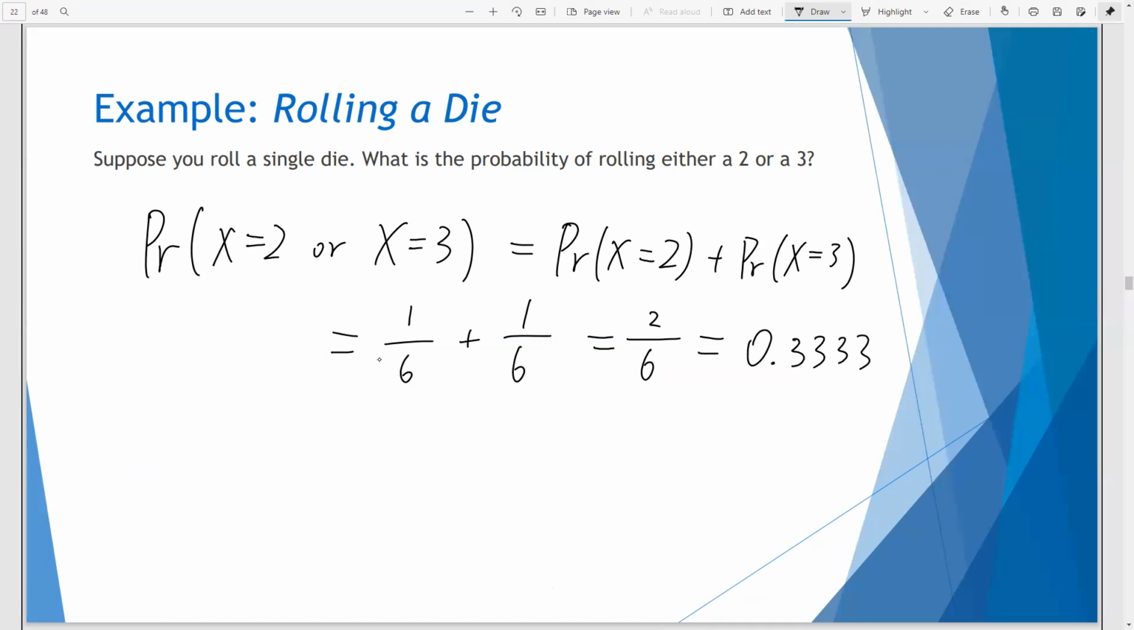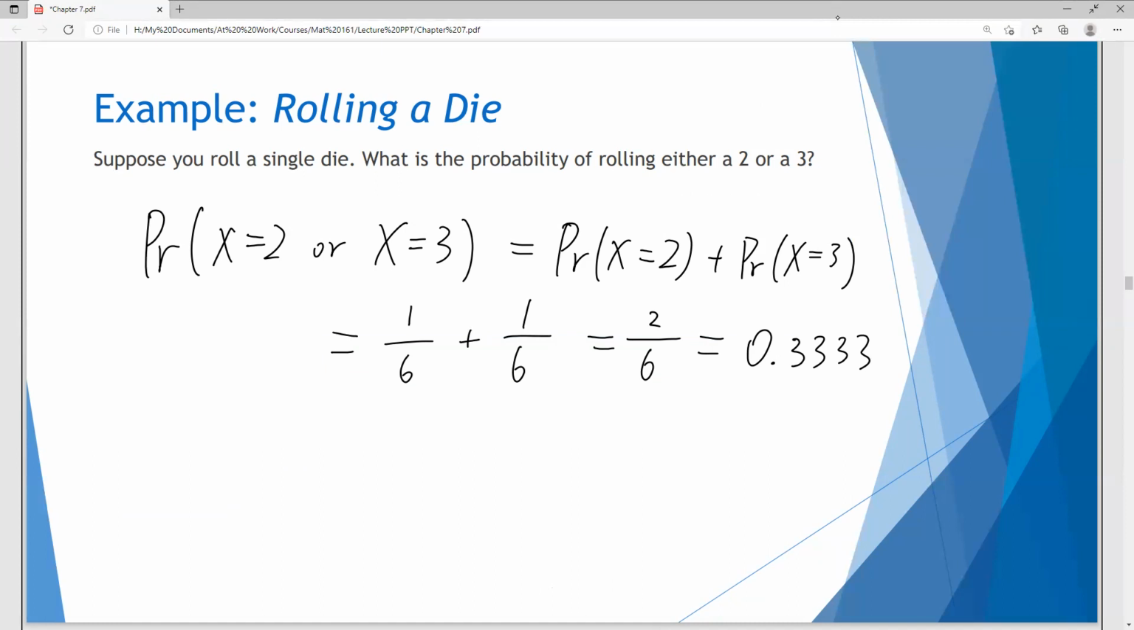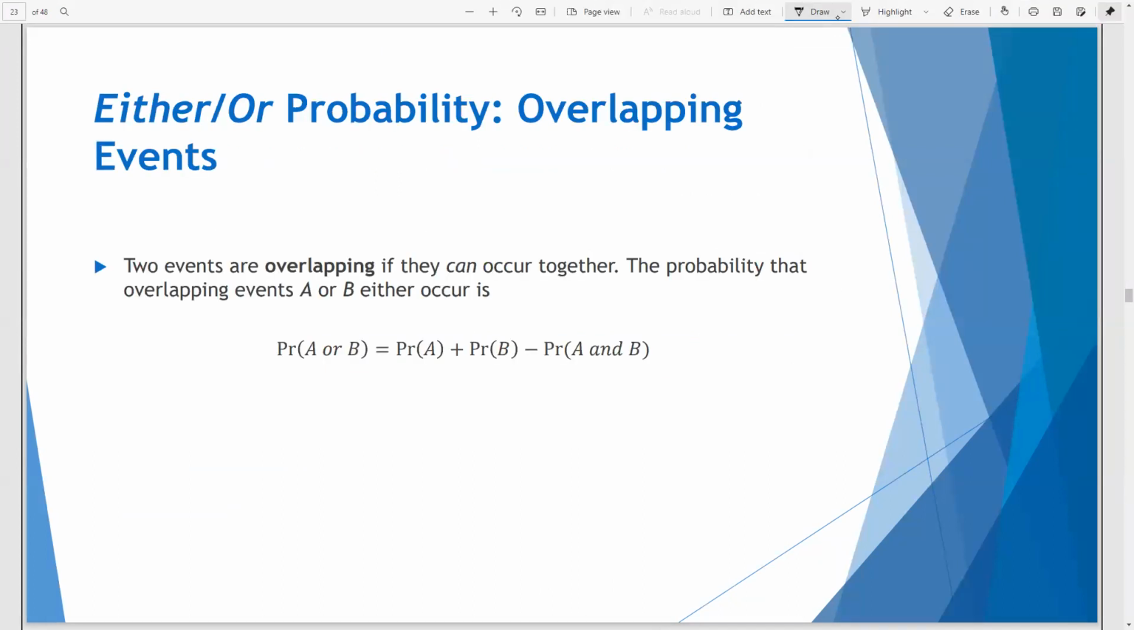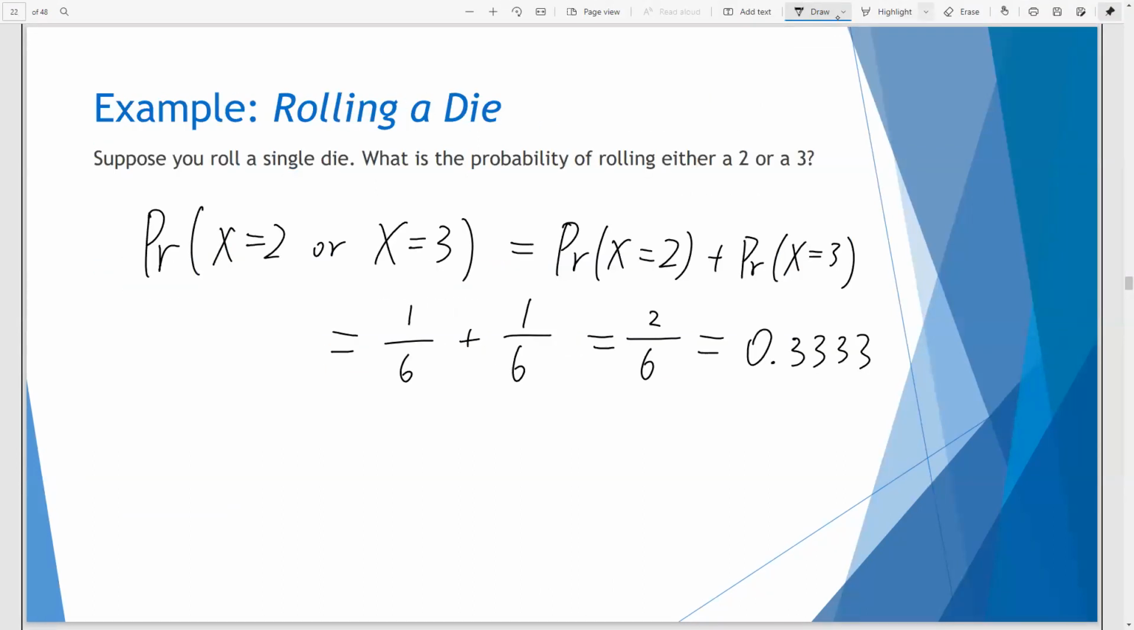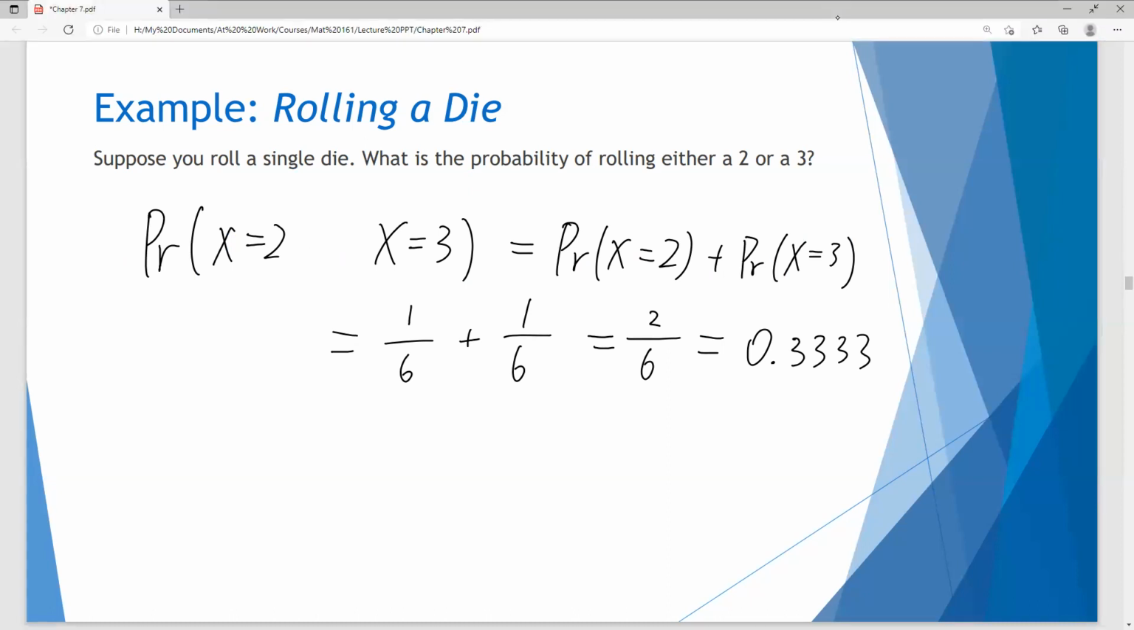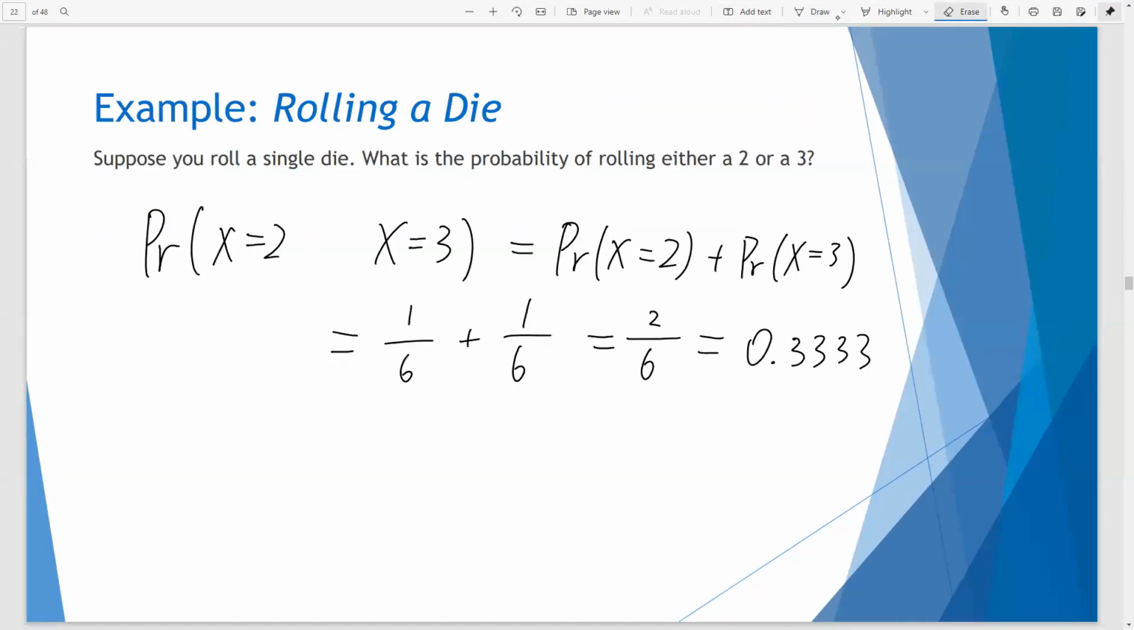You can write the OR as the union symbol, if you want to. But that is too easy, right? You just determine what is non-overlapping by yourself, by reading it, and for the union, just put it as x equals 2, union x equals 3.